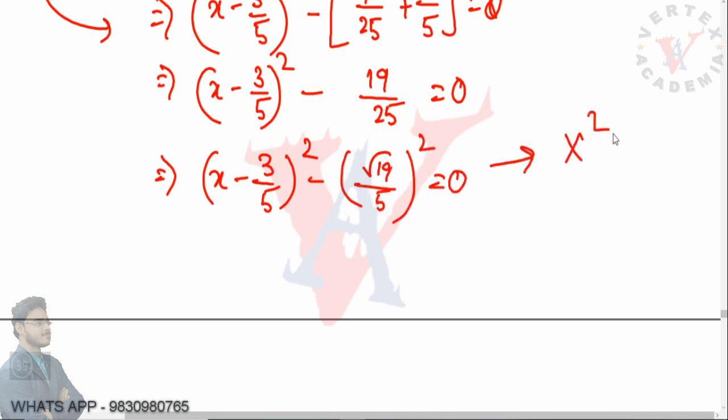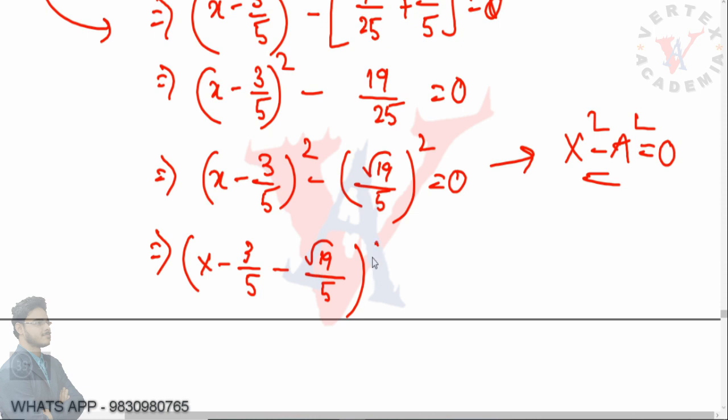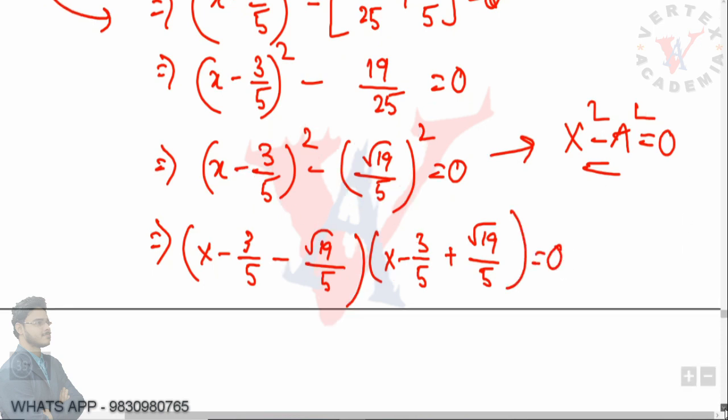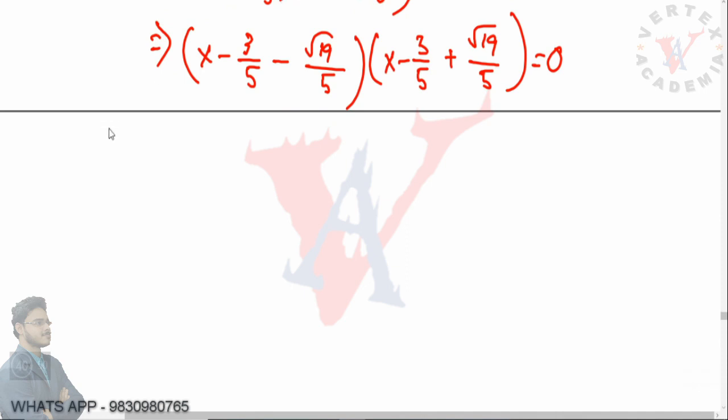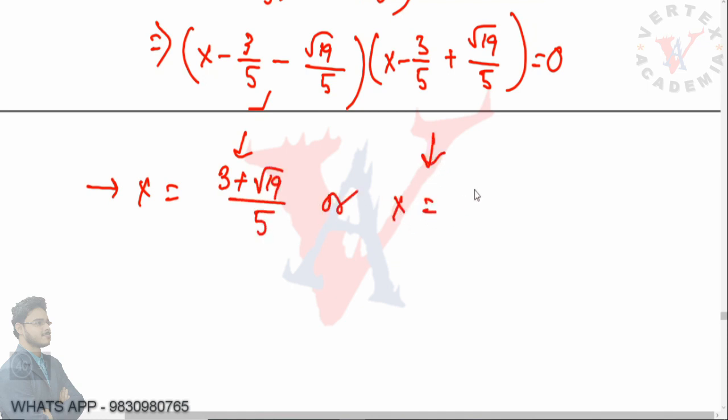So finally we have reached the step x square minus a square equals 0. Now we can just expand this and get our desired result, or x minus 3 by 5 minus root 19 by 5 into x minus 3 by 5 plus root 19 by 5 equals 0. Okay, so final step, from this we can say, therefore the value of x is, from the first one, x equals 3 plus root 19 by 5, or now from the second one, x equals 3 minus root 19 by 5.